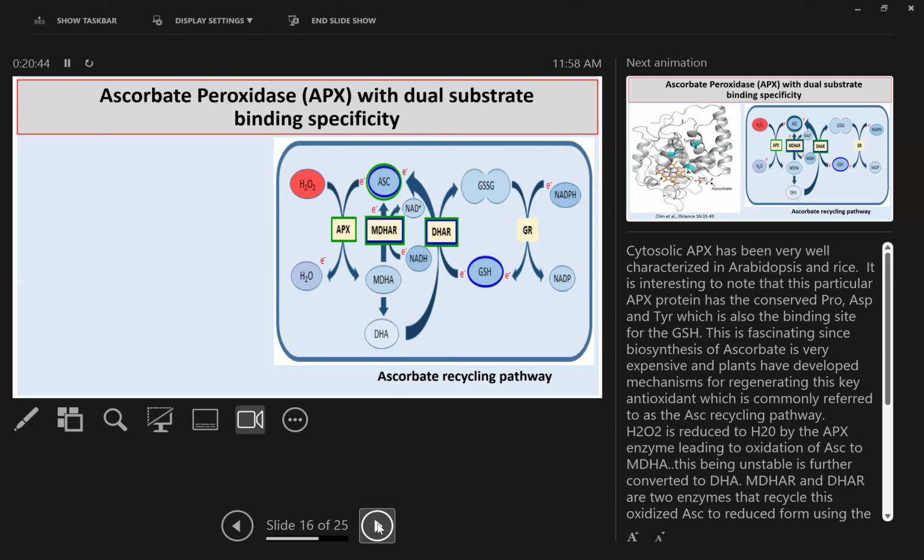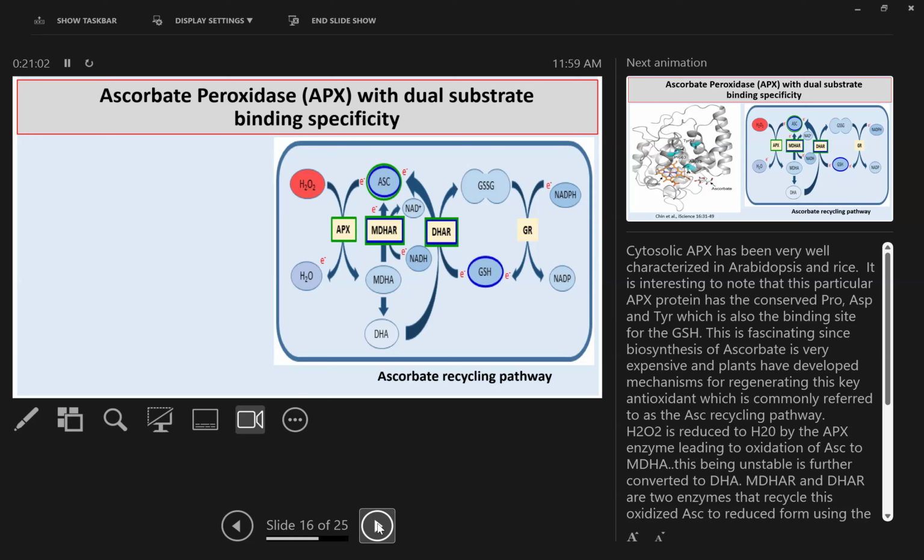I'm showing this because ascorbate biosynthesis itself is a very expensive process. So plants have developed innate systems to recycle the ascorbate as it gets oxidized. And APX plays a very important role in this process. So it's pretty cool that we have this.